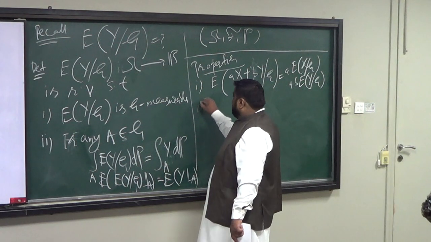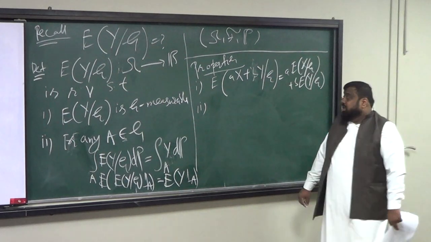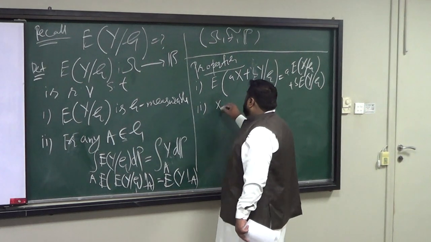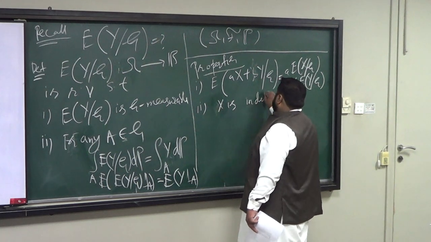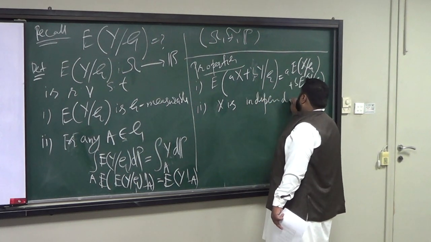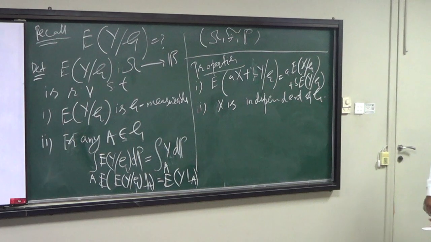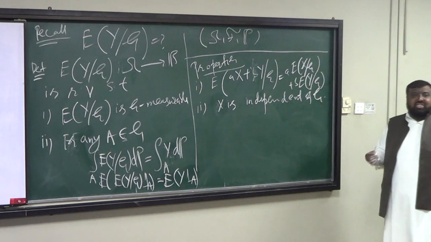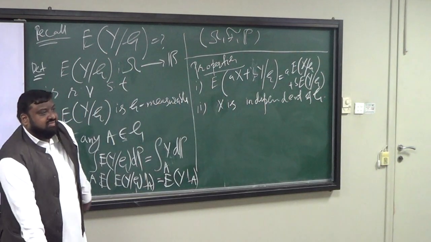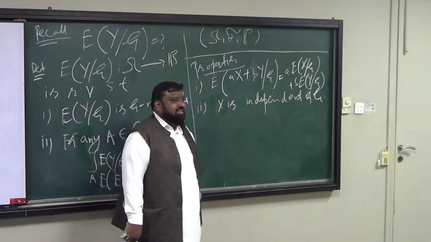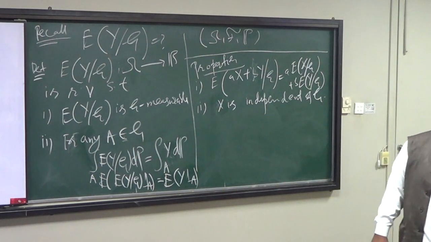What was the second? Imagine I have a random variable X that is independent of the sigma field g. Who's going to tell me what is the precise definition of a random variable being independent from a sigma field? What do you mean by that? You can have an intuitive idea, it has nothing to do with BM. So what do you mean by that precisely?